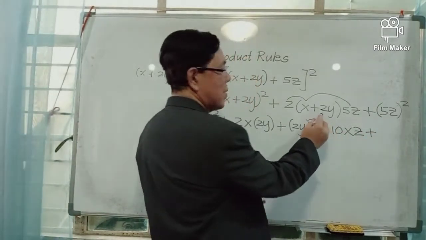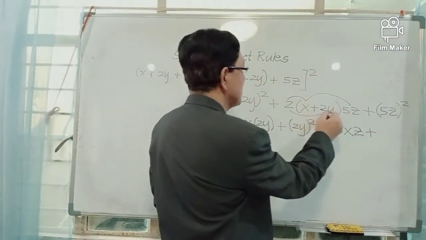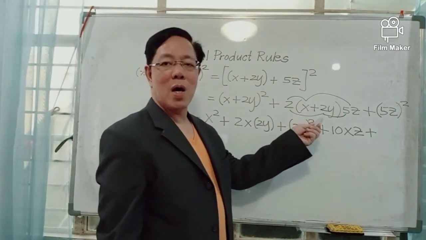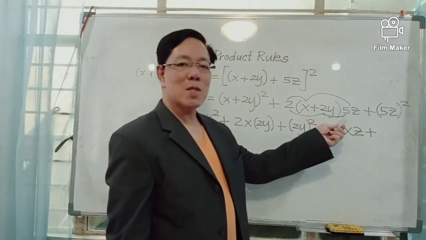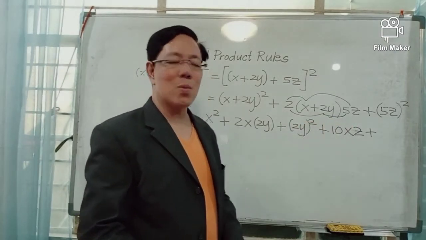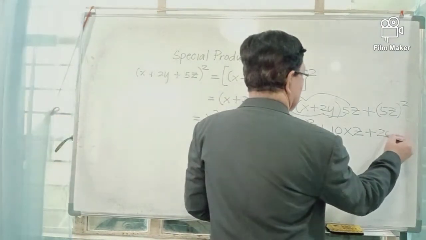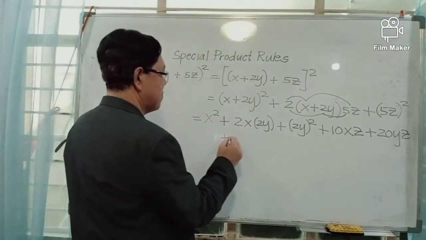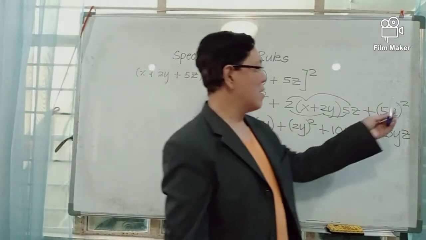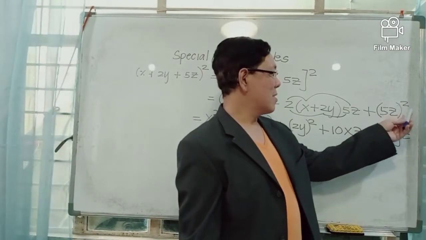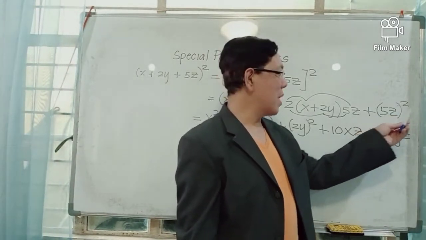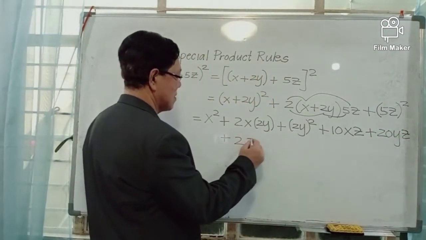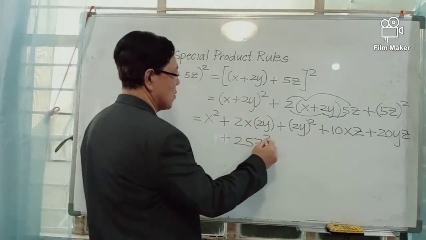Plus, we multiply 2y now by 2 and 5z. We have 2 by 2y is 4y. 4y multiplied by 5z is 20yz. Plus, the last term is the square of 5z. And the square of 5 is 25 multiplied by the square of z. We get 25z squared.